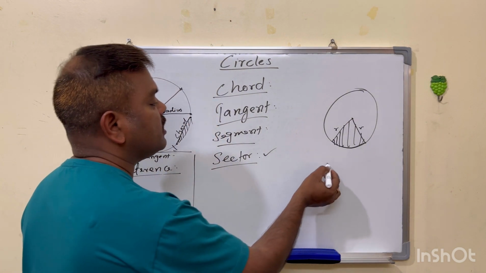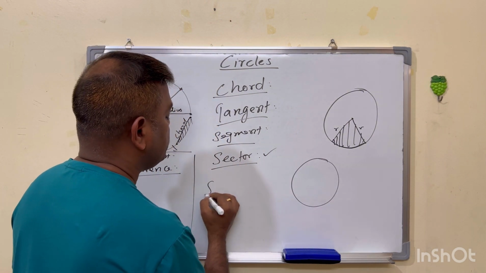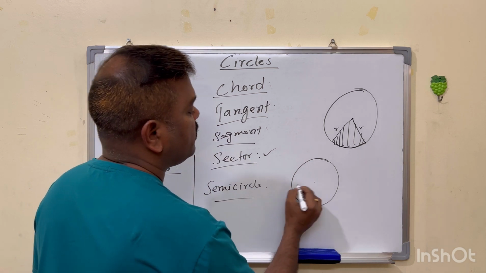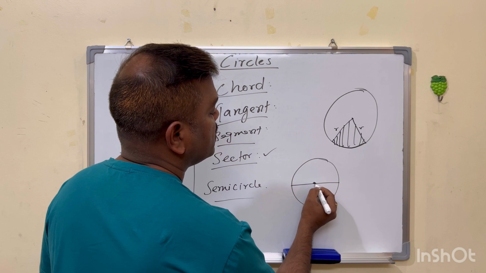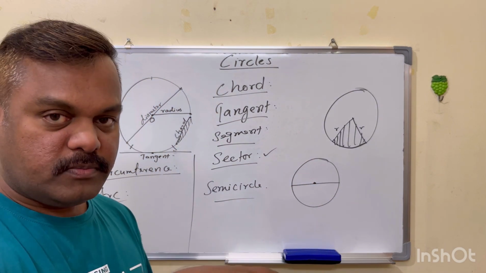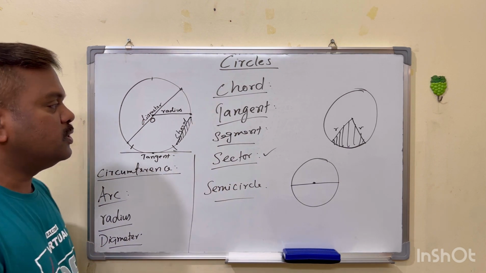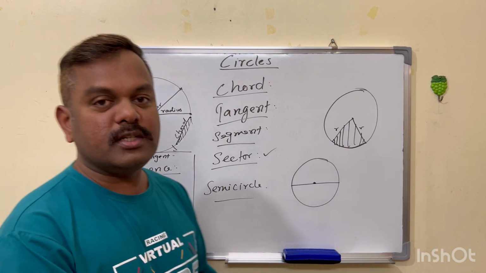What is meant by semicircle? Semicircle, that is very easy. The half of the circle is called a semicircle. It should be divided by the diameter. That is called a semicircle. So now I hope you understand about the circle.